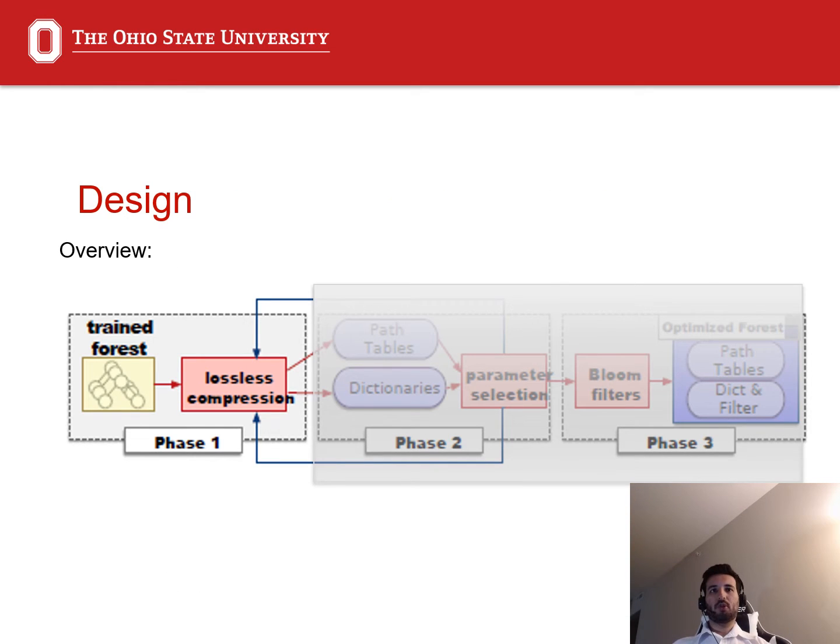To solve this problem, we have proposed the following structure in which we have three phases for the algorithm, from a trained forest into a list of tables and dictionaries with a Bloom filter for inference. For time purposes, I will discuss in a lot more detail phase one of the algorithm, while only briefly going over phases two and three. For more details, I would refer to the paper.